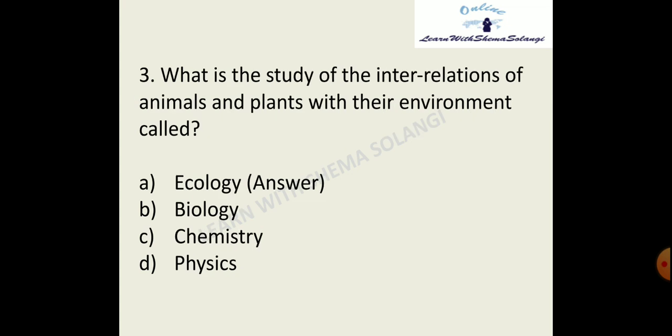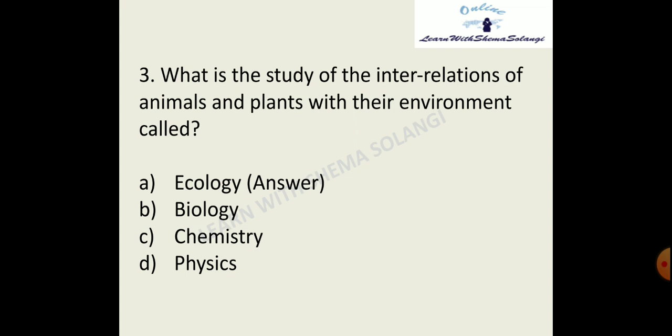The next MCQ is, what is the study of interrelations of animals and plants with their environment? So it is clear that they are talking about the relationship of plants and animals with their environment. The options are ecology, biology, chemistry. So obviously the answer is A, ecology.